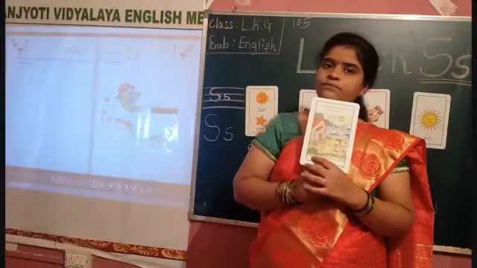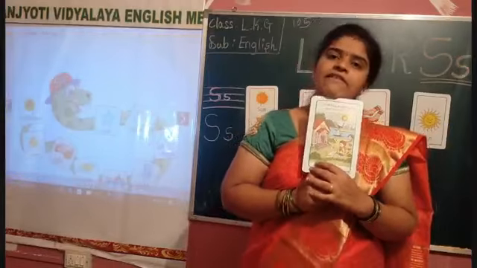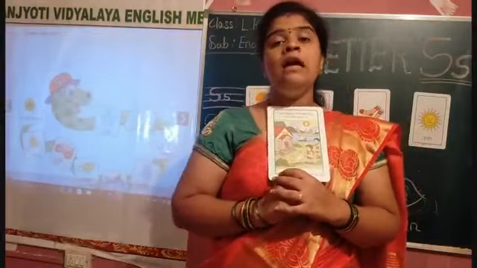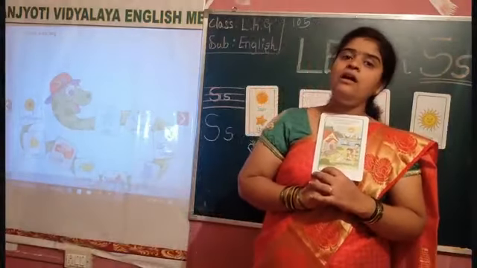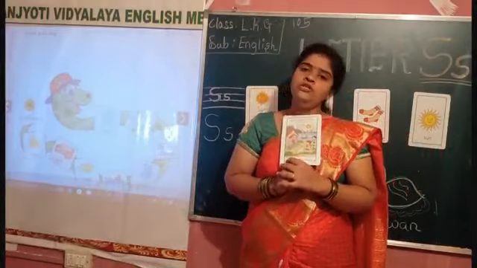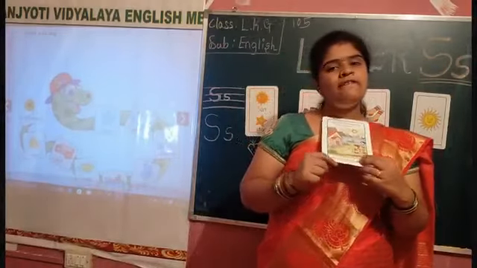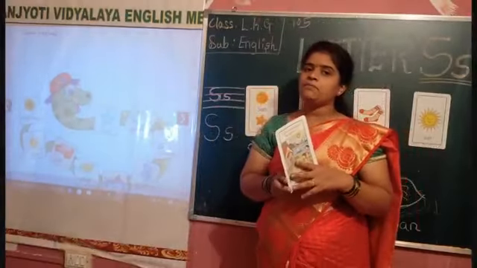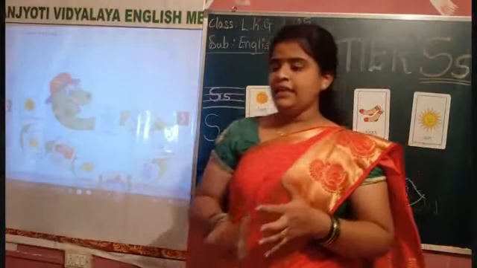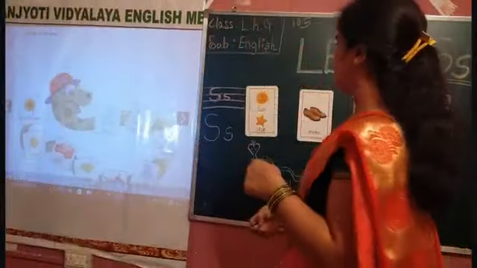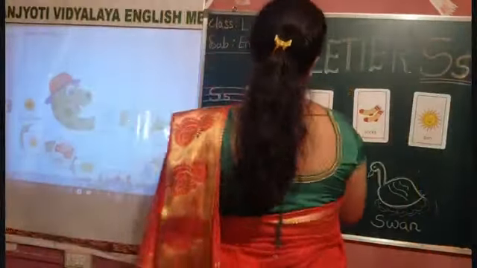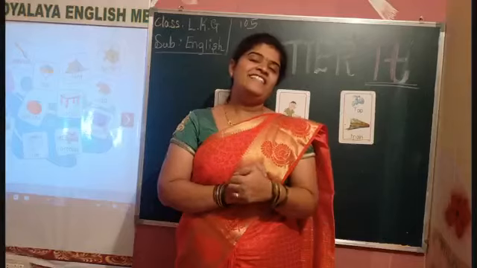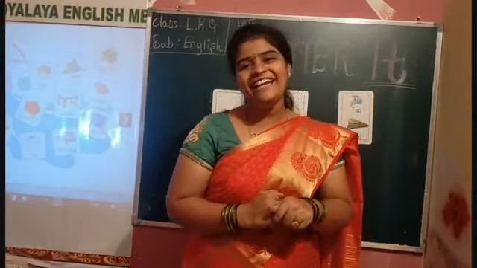Have you got it, children? Shall we start our next letter? Have you got how we have to pronounce S and how we have to write the letter S? Have you understood? Children, shall we start our next letter? After S, which letter will come? That is T. We start our next letter T. Children, we continue with the letter T.